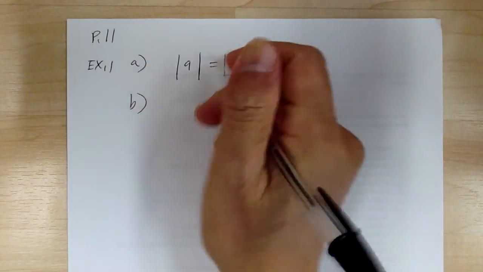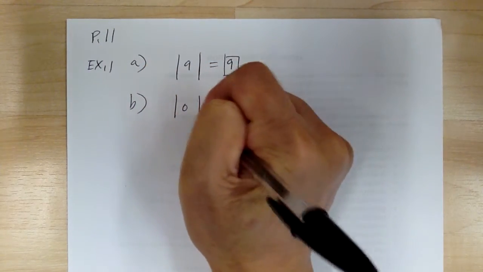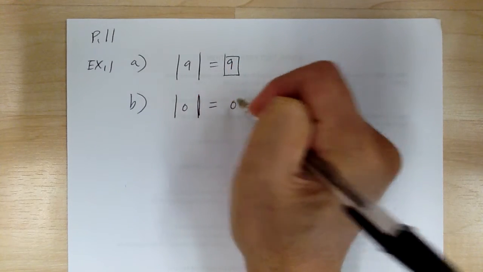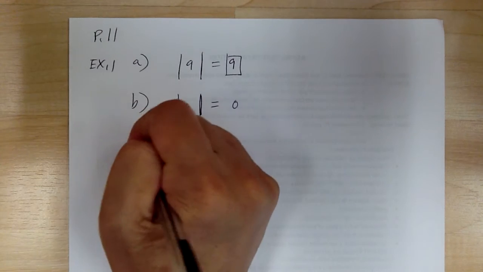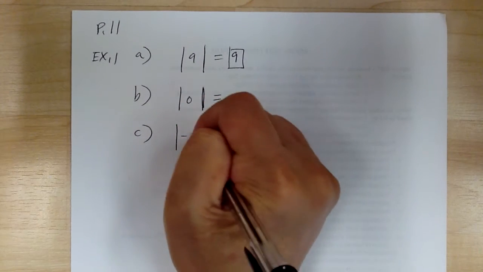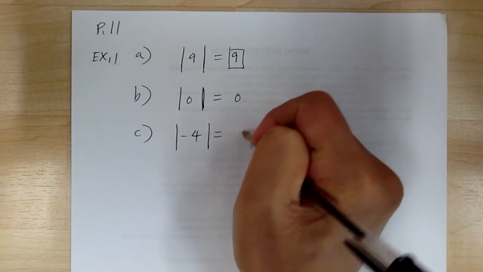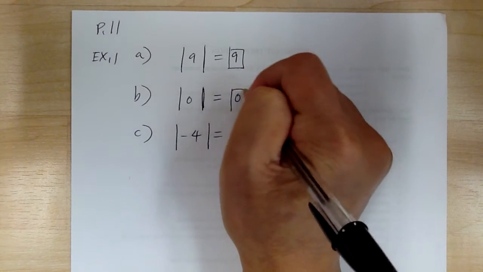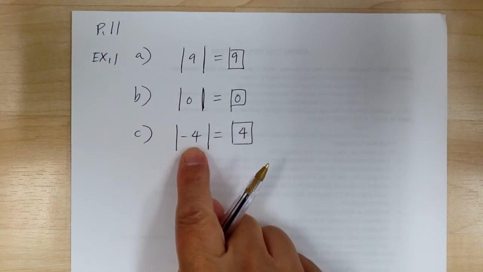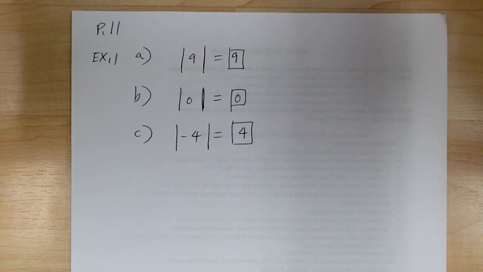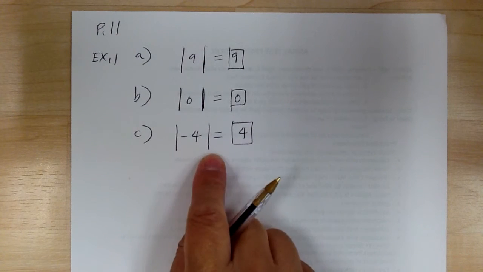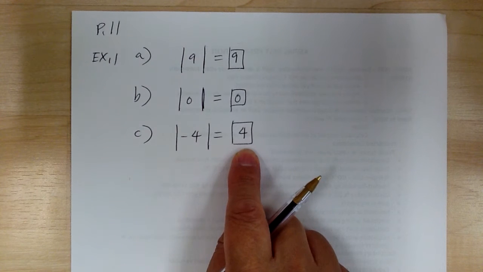So example 1b, absolute value of 0. The answer is 0 because what's the distance between 0 and 0? 0, right? Okay, now let's go to C. Absolute value of -4. The answer is equal to 4. Again, what is the distance between -4 and 0? It's 4, right? Remember, distance is always positive. So with absolute value, the answer is always positive.